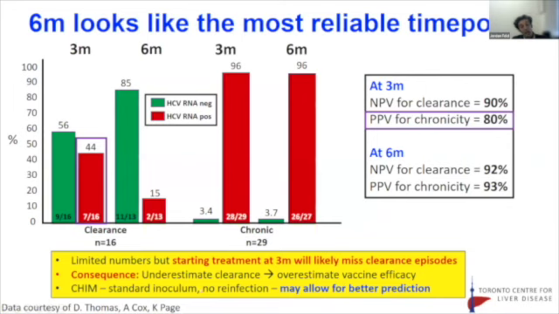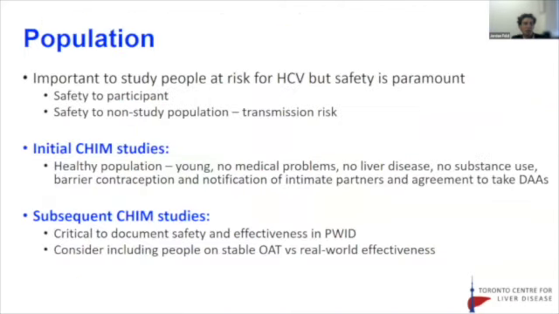Now, the flip side is that as we've commented, the CHIM may also provide really useful data by using a standardized inoculum, not having to worry about reinfection confounding the outcomes. This may allow us to get better predictive models over time, so that with time, we might be able to more reliably shorten the duration of infection, at which point we would introduce treatment. But at least on balance, these data would suggest that 6 months would be the optimal time. So let's move to the population.